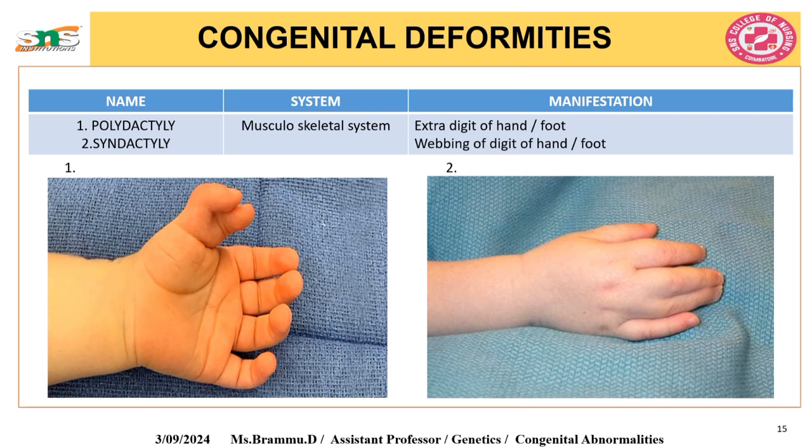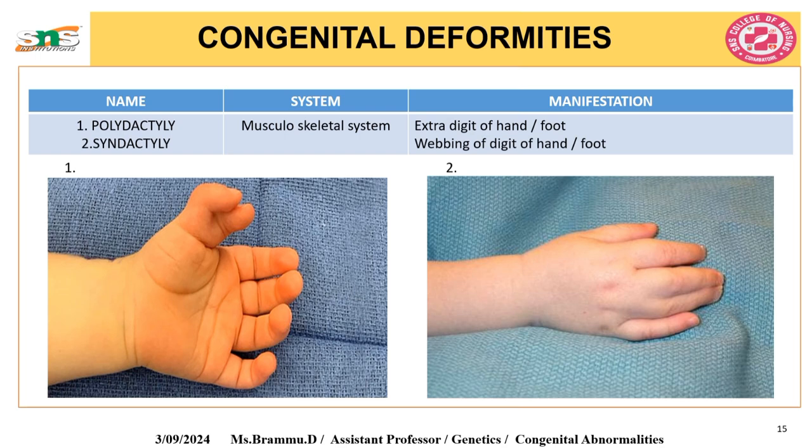Polydactyl: in the first picture, you can see there is an extra digit of the hands or foot. So in this picture, there is an extra digit of the thumb. And in syndactyl, either the fusion of the digits or webbing of the digits of hands and foot can be seen. So in the second picture, you can see the index finger and the ring finger are being webbed together. So that is a syndactyl.